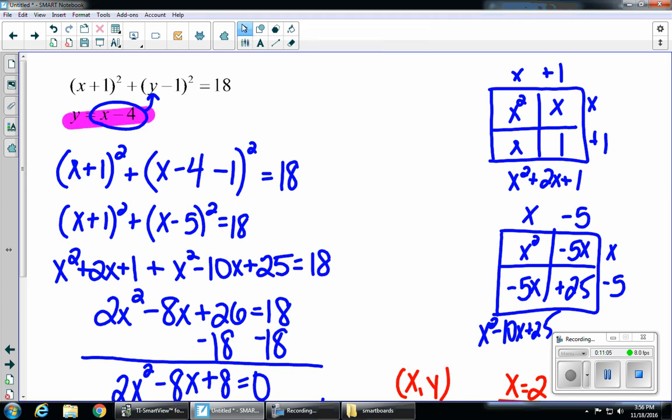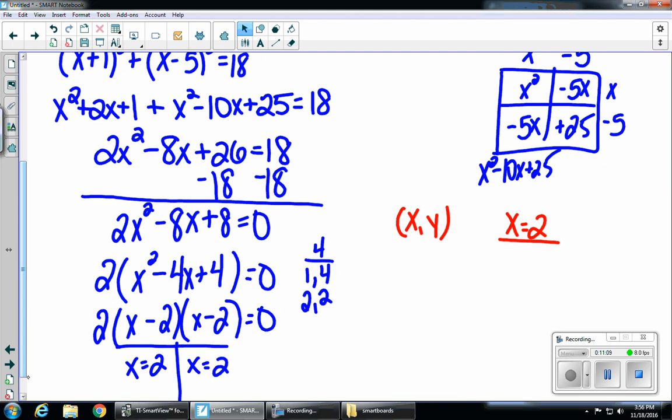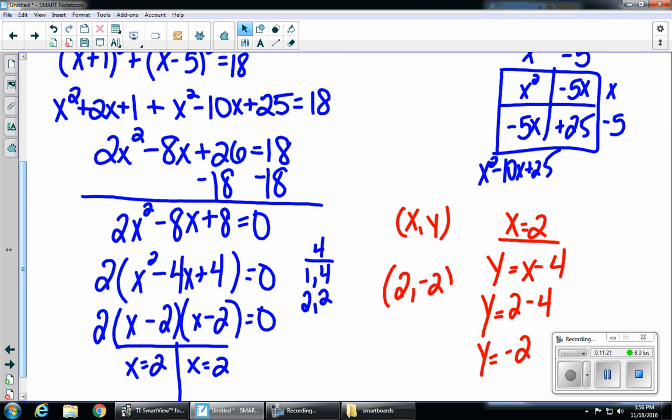y equals x minus 4. So that's the equation I'm going to use. y equals x minus 4. So y equals 2 minus 4, so y equals negative 2. So my point x comma y is 2, negative 2. And that's the solution to this system of equations.